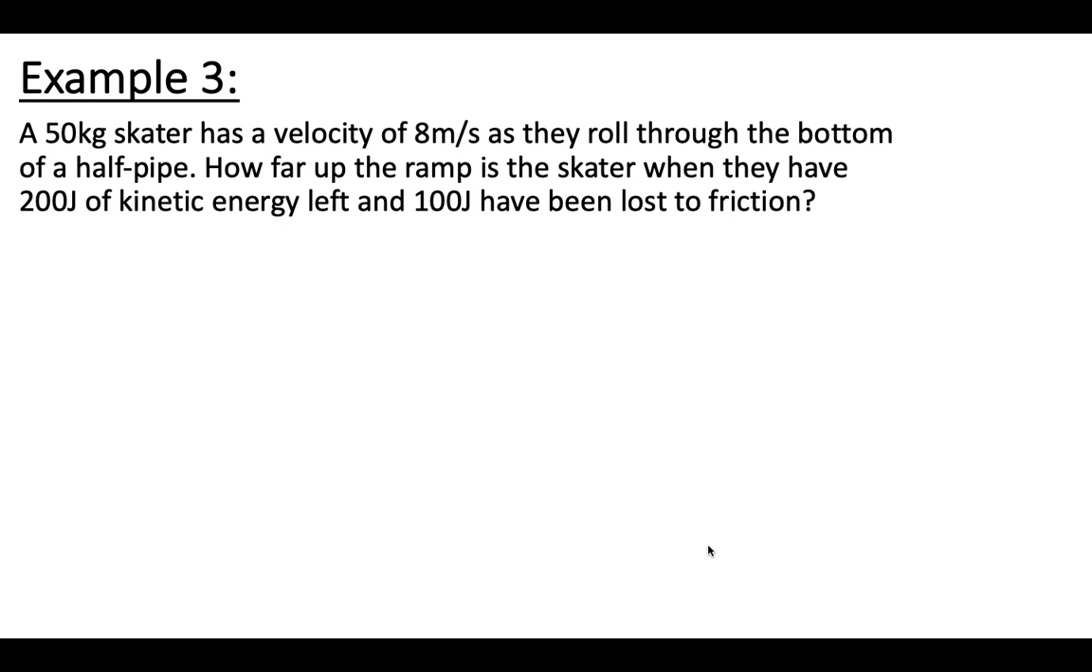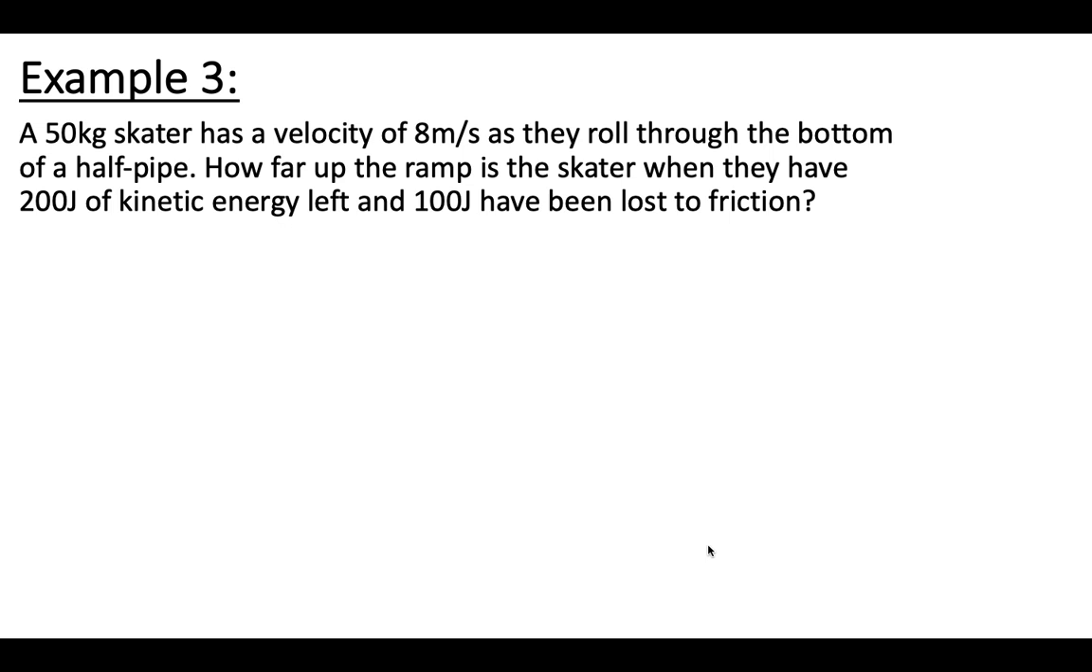Okay, here we go. A 50 kilogram skater has a velocity of 8 meters per second, so we're probably going to need to use that in the kinetic energy equation. So this 50 kilogram skater has a velocity of 8 meters per second as they roll through the bottom of a half pipe. And it wants to know how far up the ramp is the skater when they have 200 joules of kinetic energy left and 100 joules have been lost to friction.